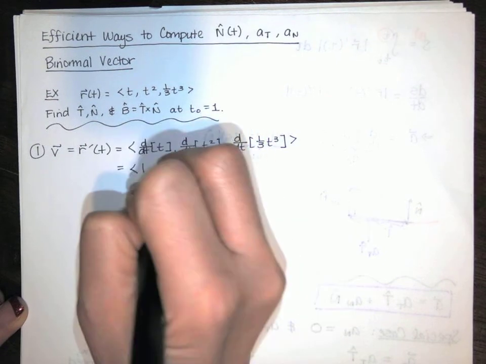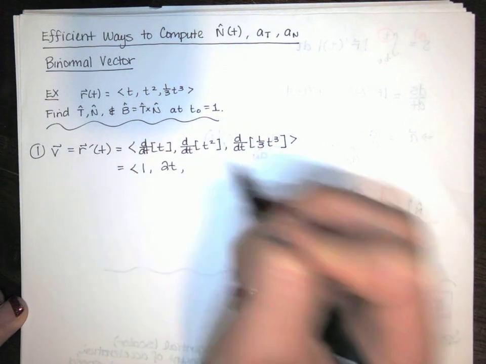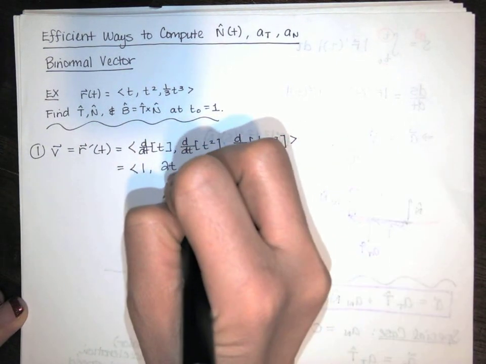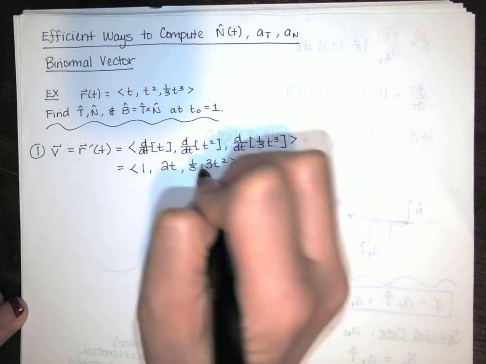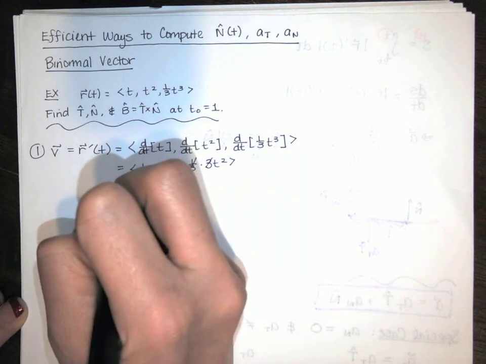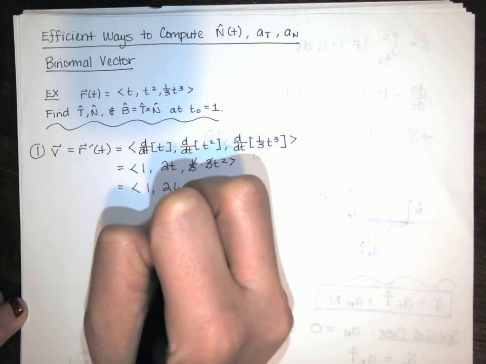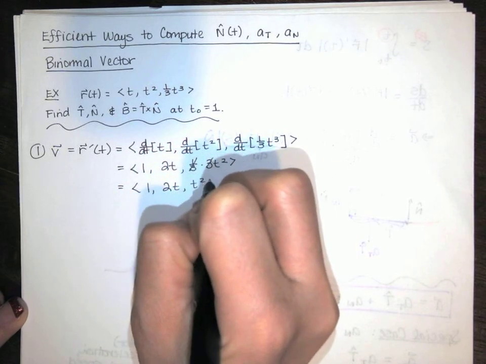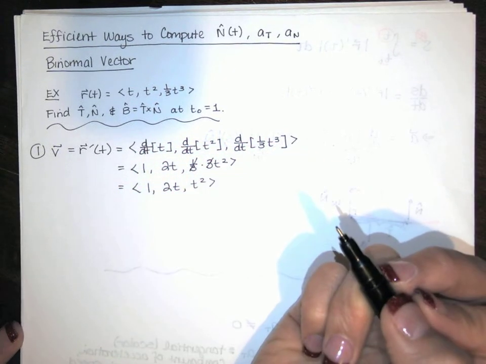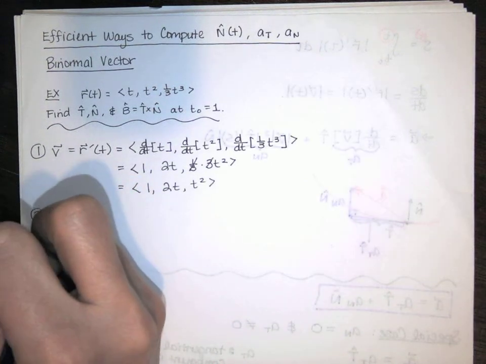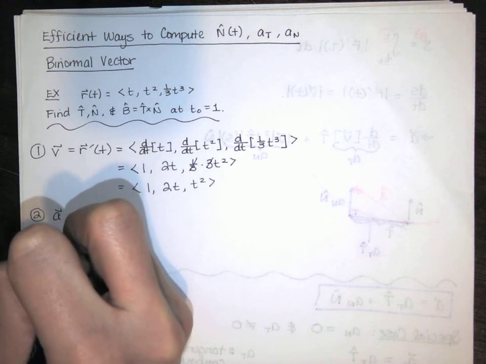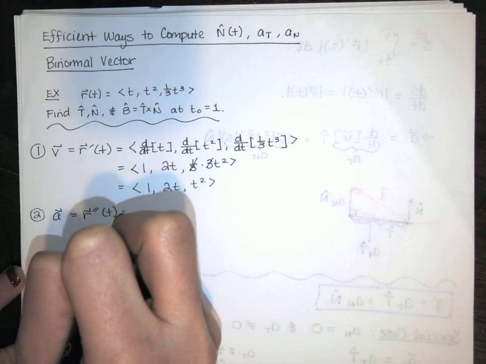Derivative of t is 1, derivative of t squared is 2t, derivative of 1/3 t cubed, that's 1/3 times the 3 times t to the 1 less power. 3's reduce, and you just get 1, 2t, and t squared. Okay, that's velocity. If I want acceleration next, acceleration is the second derivative of position. Just take the derivative again.